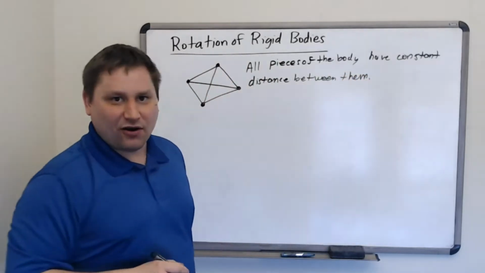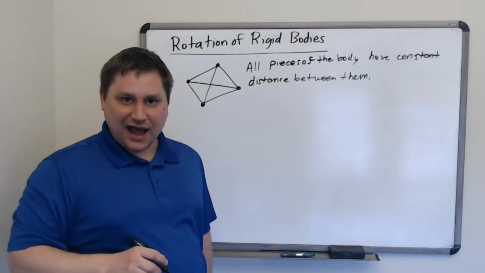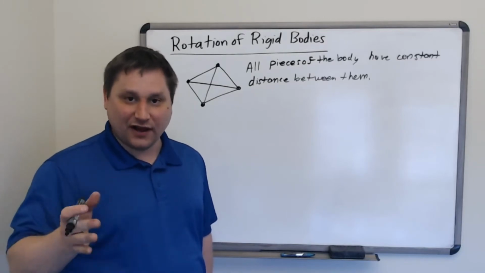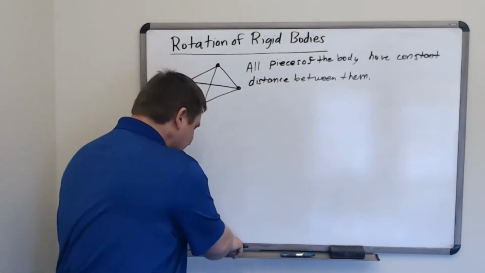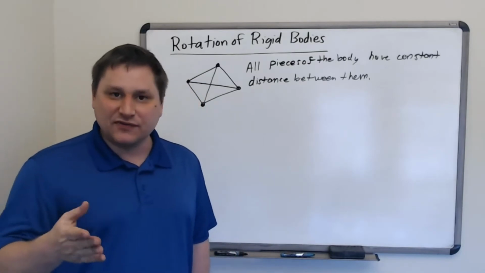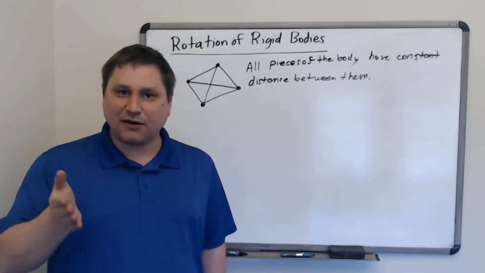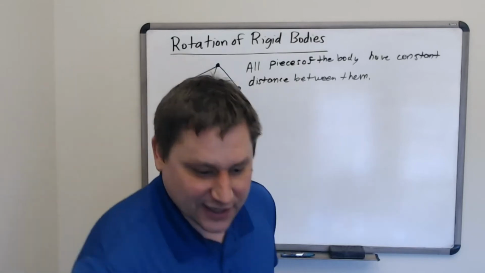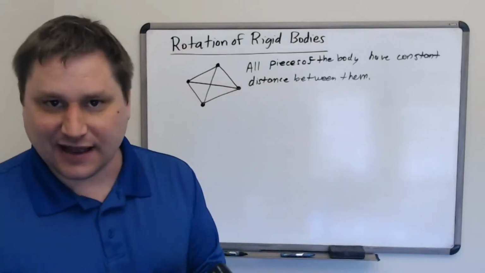Now that doesn't mean that all different pieces of the body have the same distance between them as all the other pieces. That would be a weird object. But it means that as the object moves, the distance relationship between its parts doesn't change. Let's look at a rigid body and see what this actually looks like.